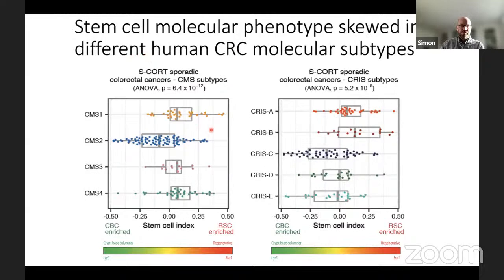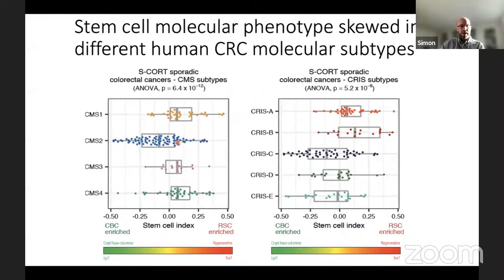I'm sure many of you will be familiar with the way that we molecularly subtype colorectal cancer. We use either the consensus molecular phenotype or the intrinsic molecular phenotype to look at different molecular subtypes of colorectal cancer.